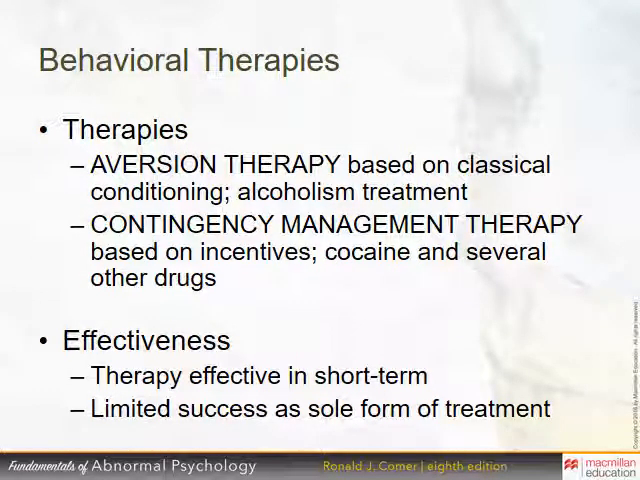Behavioral therapies are fairly effective for treating substance abuse, in particular aversion therapy, which is based on classical conditioning, and contingency management therapy, which is based on incentives. Cocaine and several other drugs are examples of what are often used for contingency management. The therapy effect is short-term often for this. Limited success as the sole form of treatment, okay, but more success than typically using psychodynamic alone.